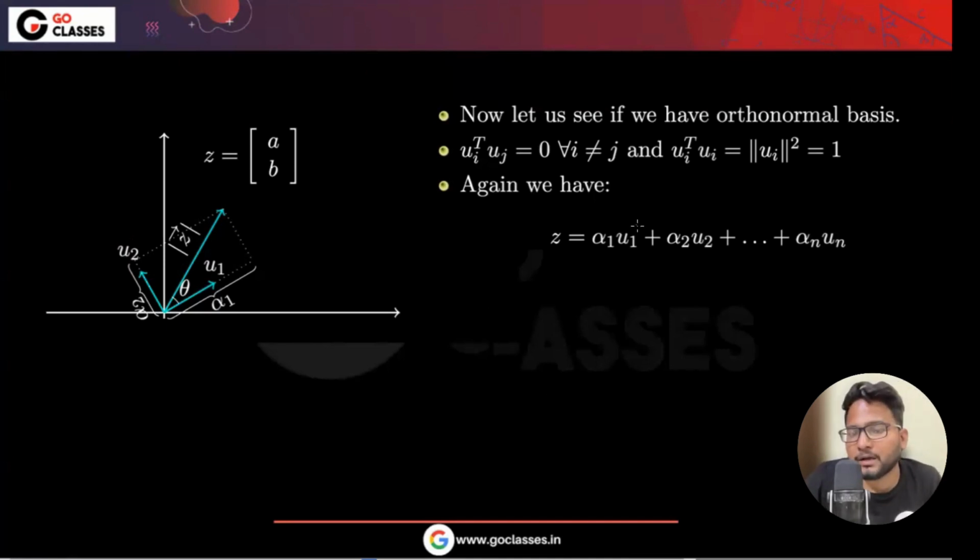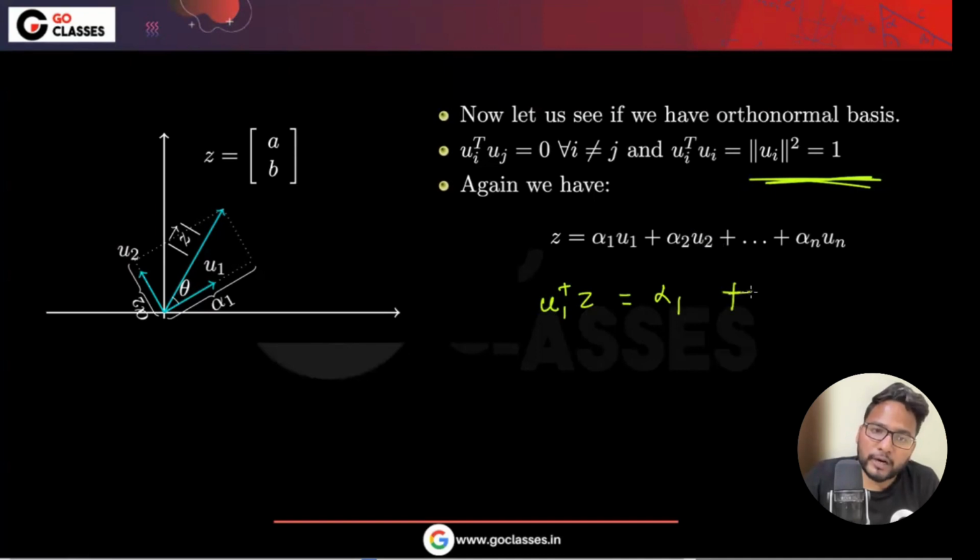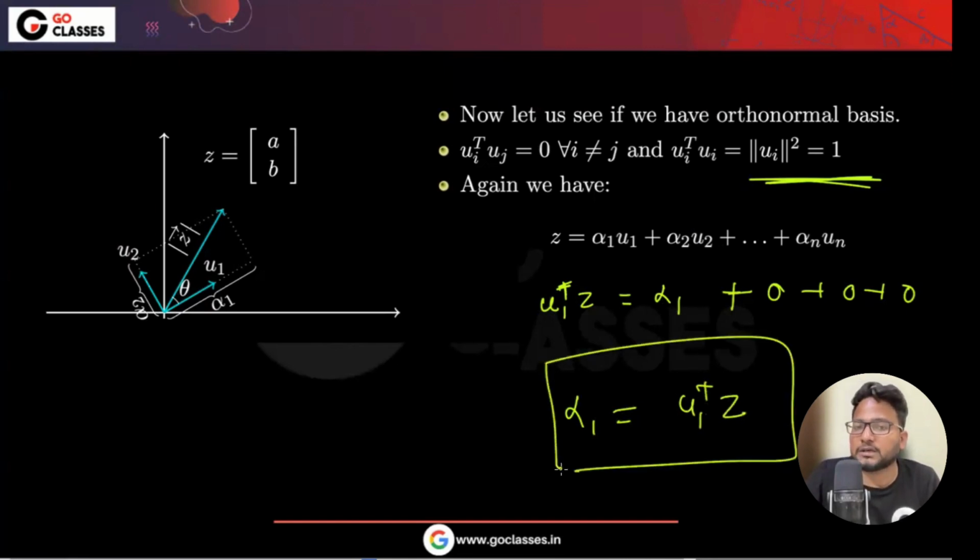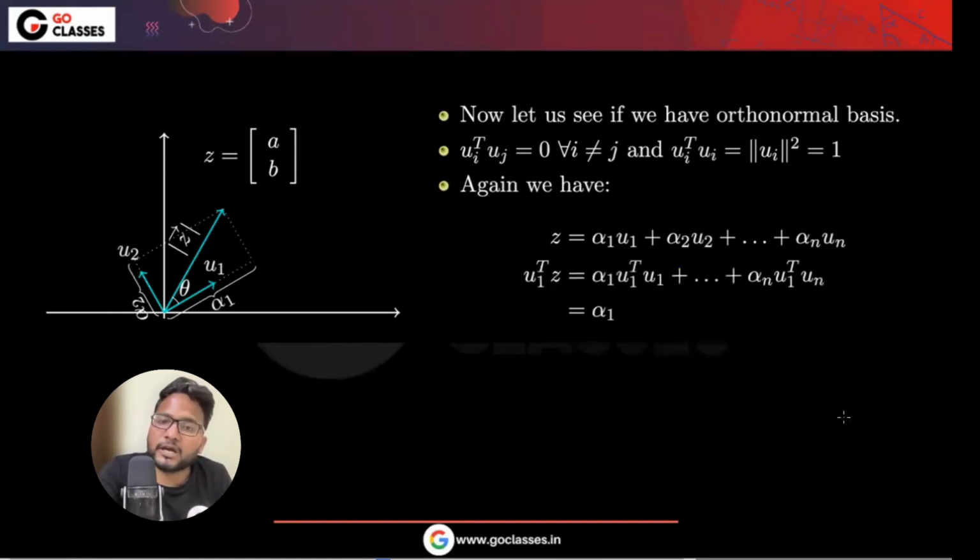You can just multiply u1 transpose on both sides. Interestingly, u1 transpose z equals alpha 1 u1 transpose u1, which is nothing but alpha 1, because this is an orthonormal vector, plus alpha 2 u1 transpose u2, which will be 0, right? So everything else will be 0, isn't it? So finding the coordinates in an orthogonal, or in fact orthonormal, basis is very, very easy.